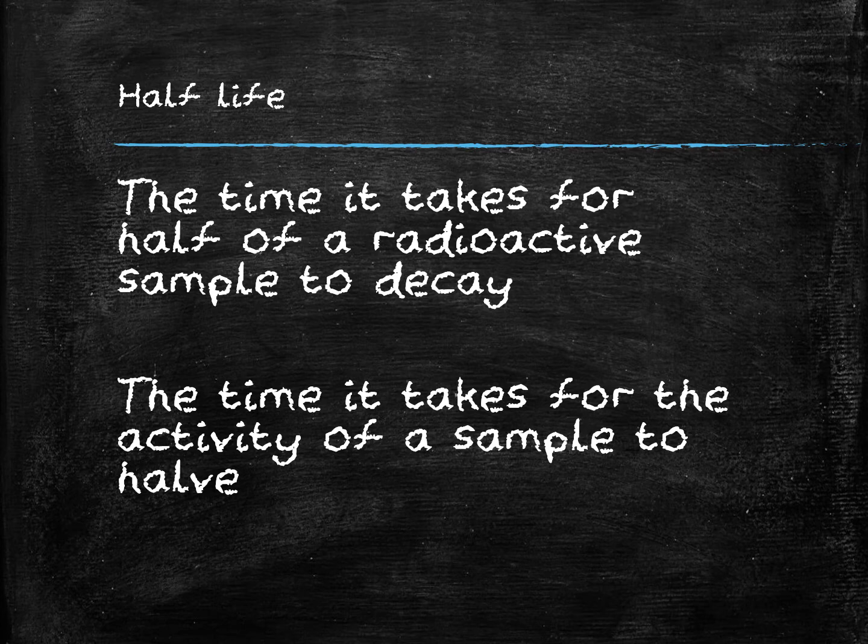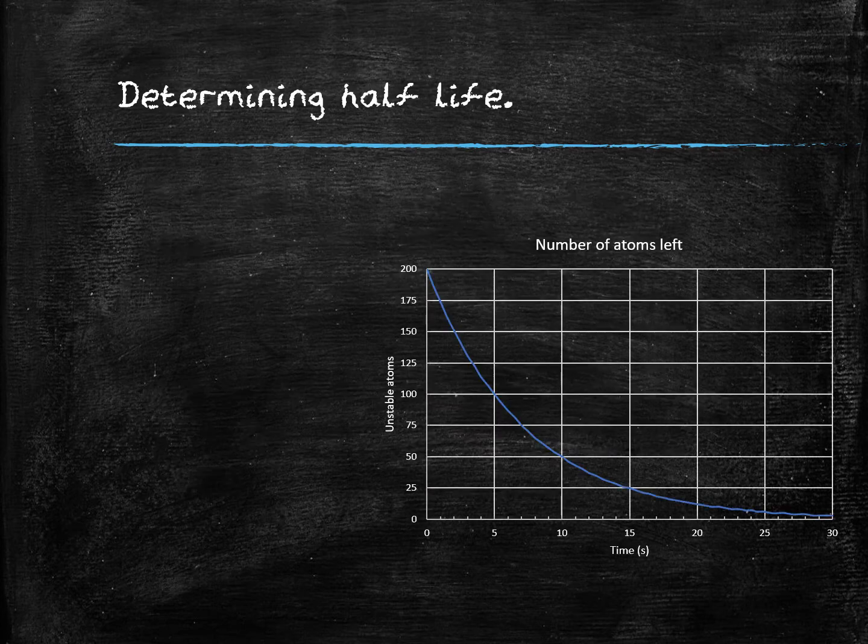Half-life itself is defined as the time it takes for half of the radioactive sample to decay, or the time it takes for the activity of a sample to halve. You can be asked to find this from a graph in an exam. On the right hand side, I've produced a graph of unstable atoms left in a sample versus time, and it's based on the simulation that I've shown you already.